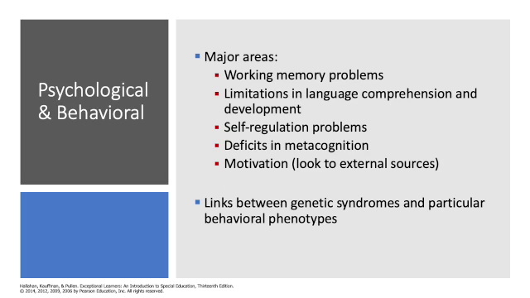When we're looking at psychological and behavioral complications or characteristics, people with intellectual disabilities have working memory problems. They also have limitations in language comprehension and development, self-regulation problems, deficits in metacognition, and when motivation is an issue, they're looking for outside sources rather than looking within themselves to be motivated. There are also links between genetic syndromes of intellectual disabilities and particular behavioral phenotypes. So if the intellectual disability was caused by a genetic syndrome, it's possible that that same genetic syndrome will have particular behavioral phenotypes.